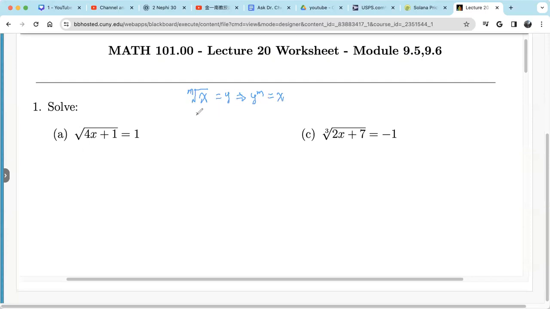Let's give an example. Let's see, we have the square root of 3. By default, the index is 2. If there's no number, the number is 2. So usually we write just the square root of 3. We don't put a 2 over here. So what does this mean? This means some number squared is 3.